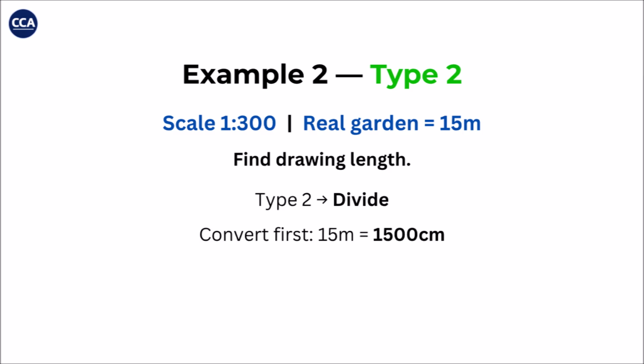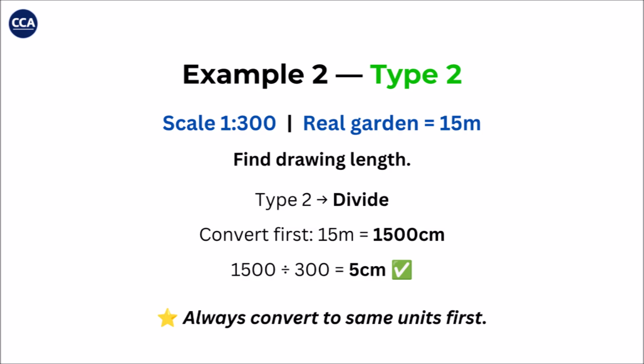First, convert 15 meters to centimeters. 15 meters equals 1,500 centimeters. 1,500 divided by 300 equals 5 centimeters. The garden should be drawn as 5 centimeters on the plan. Important. Always work in the same units before dividing. Converting to centimeters first avoids errors.